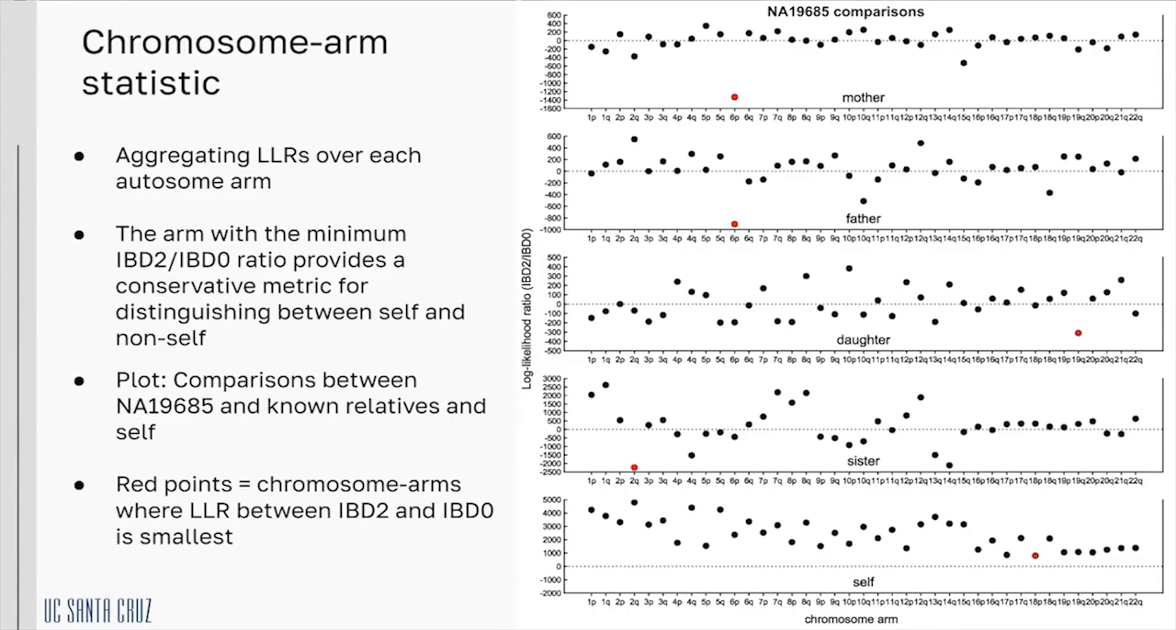For comparison with known relatives, such as those in the top 4 plots, the red data points always fall well below 0, whereas for the self-comparison in the bottom, even the lowest chromosome arm value is still highly positive. This tells us that these statistics are clear and powerful enough to help us distinguish between actual self-identifications and comparison with close relatives.